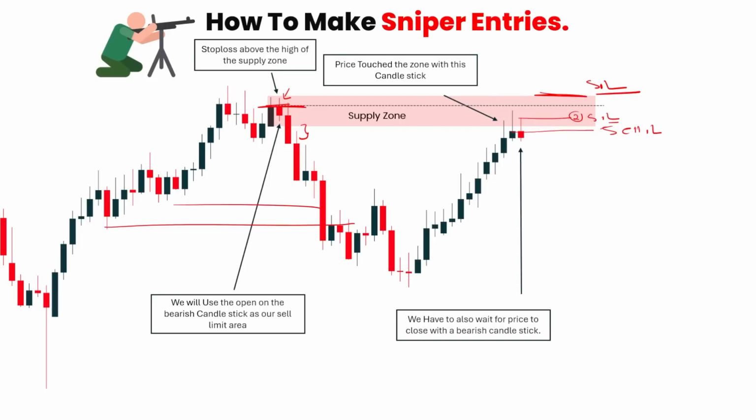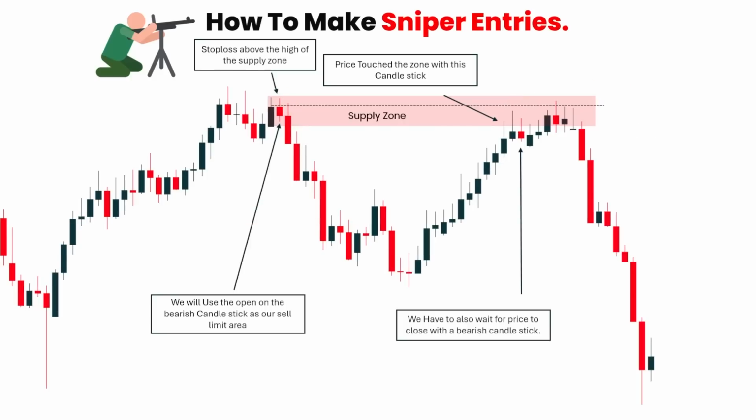And also you can see that price touched the zone with this candlestick and also touched the zone with this candlestick here. Then that means you have to wait for a bearish candlestick close, which is this one here. So let's see how the market behaved after making this bearish candlestick. You can clearly see that the market here touched this area here. Your stop loss will be above here. This is how you should always make your stop losses.